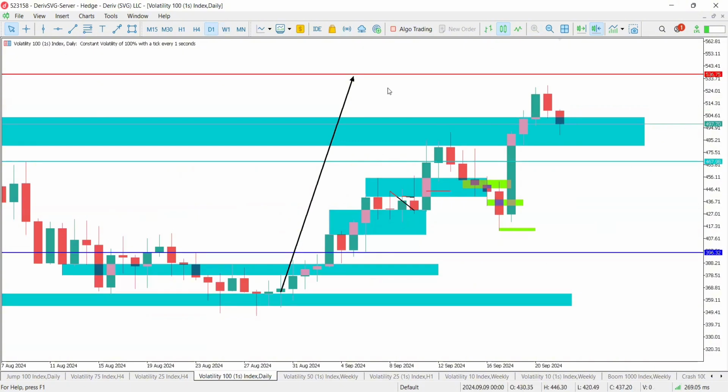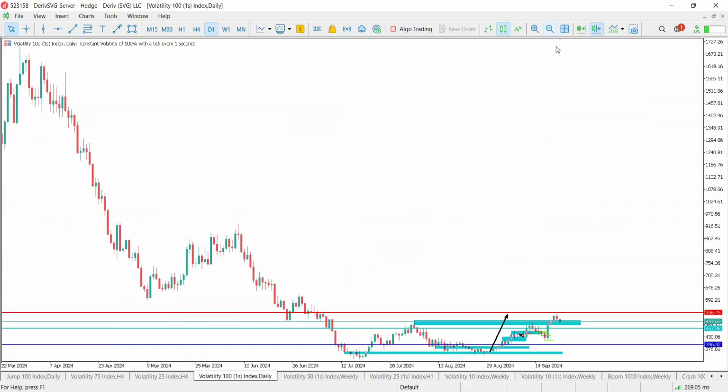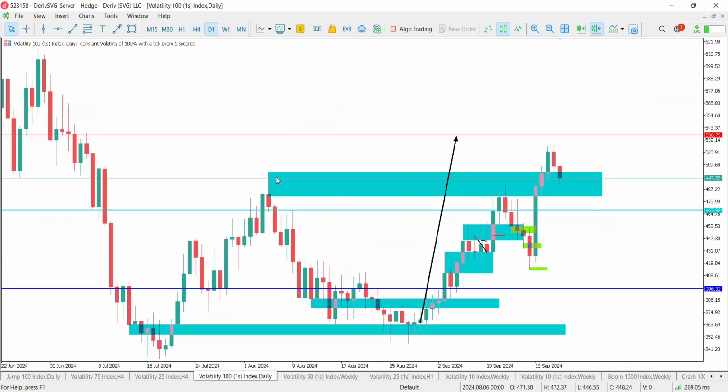Our overall target, you remember, is this red line here. We did not touch it. So currently we are above this level here. Remember, this was our first target here. When price came and broke and retested here, this was our first target.